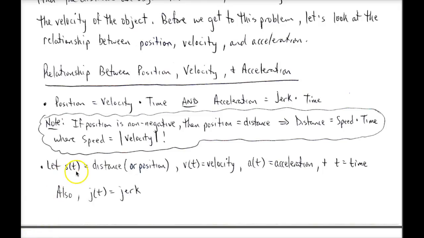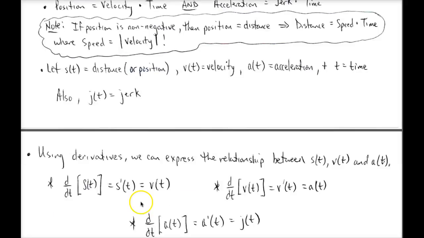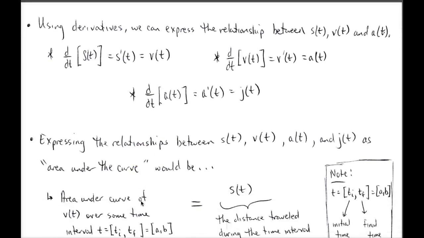we want to let s of t equal the distance or position, v of t equal velocity, a of t equal acceleration, and t equal time. And we also allow j of t to equal jerk. Now, in using derivatives, we can express the following relationships as follows. The derivative of position is going to be velocity. Derivative of velocity will be acceleration, and the derivative of acceleration will be jerk.